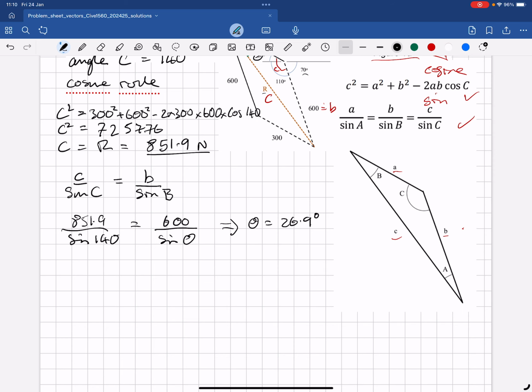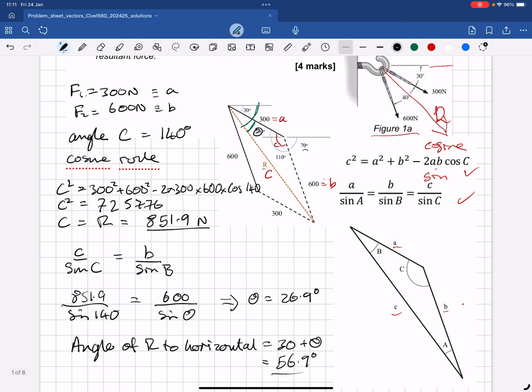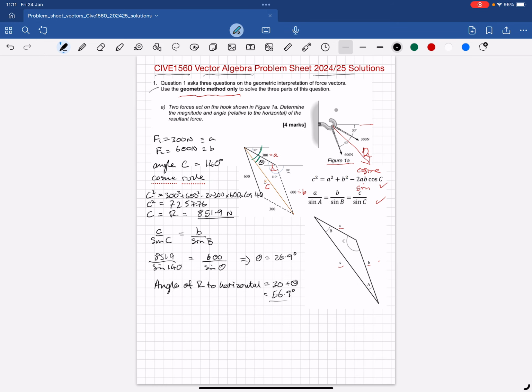And then the angle of R to horizontal equals 30 plus theta, which equals 56.9 degrees. Okay, so that's the whole of question 1a.